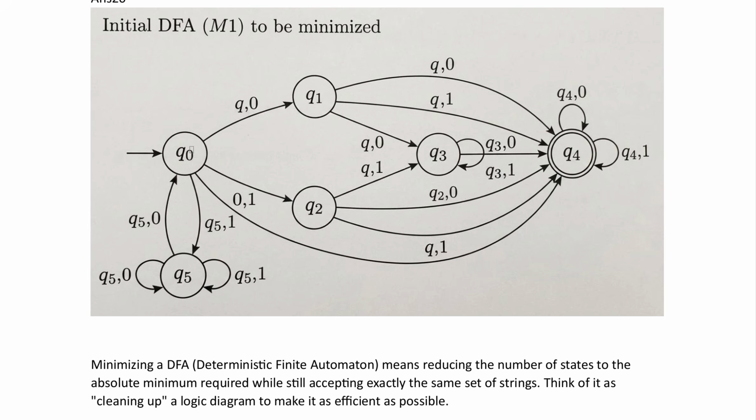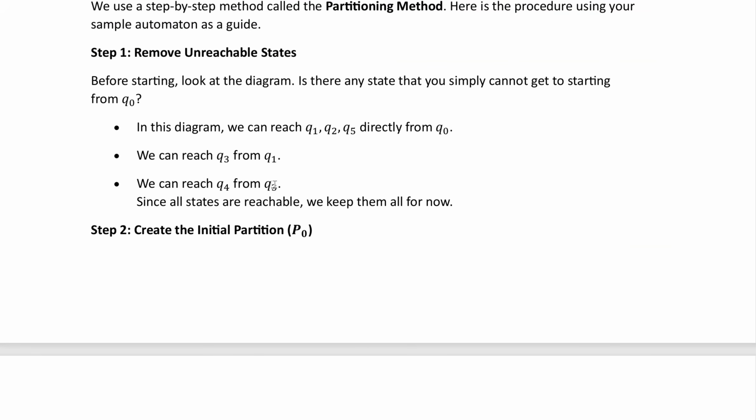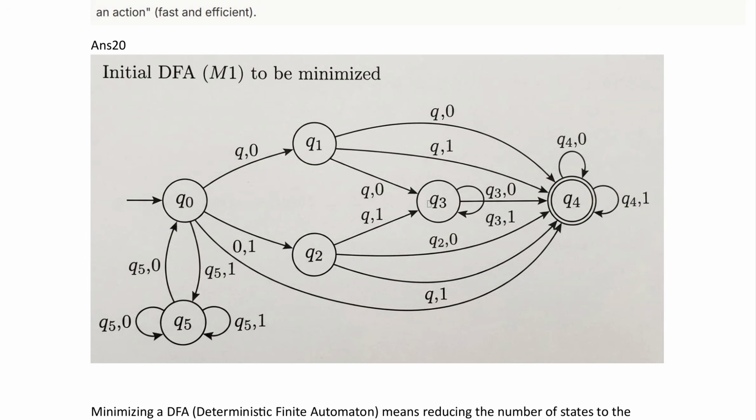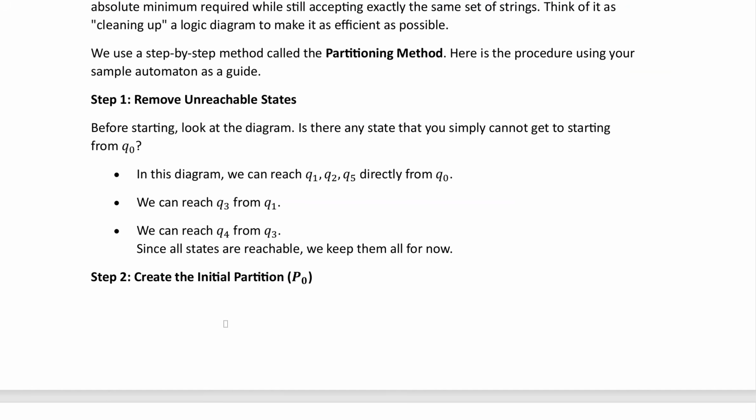For example, starting from initial state Q0, we can reach directly either Q1, Q2 or Q5, but we cannot reach Q3 and Q4 directly. So Q3 and Q4 are unreachable states. That's why we will remove these states from the given DFA. So these two states, Q3 and Q4, are removed, because starting from initial state Q0, we are not able to reach Q3 and Q4 directly from Q0. That's why we will remove these unreachable states Q3 and Q4 from the given DFA, right? So this is the first step, right?